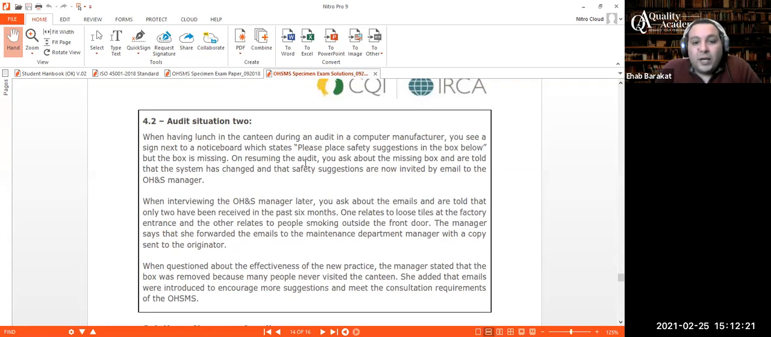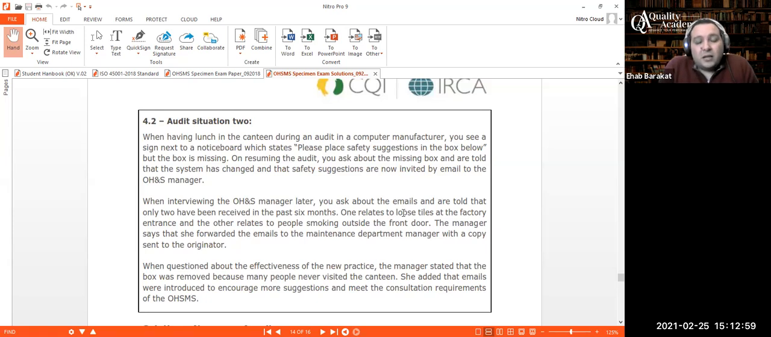On resuming the audit, you ask about the missing box. Where is the box? There is a sign which mentions that there is a box here. When you are looking for this sign, you are not finding any box. So you asked about this issue. They told you that they changed it this way, and if anyone has any suggestion or complaint, they shall email it. Use email instead of it. So we changed the way of communication from complaint box to email.